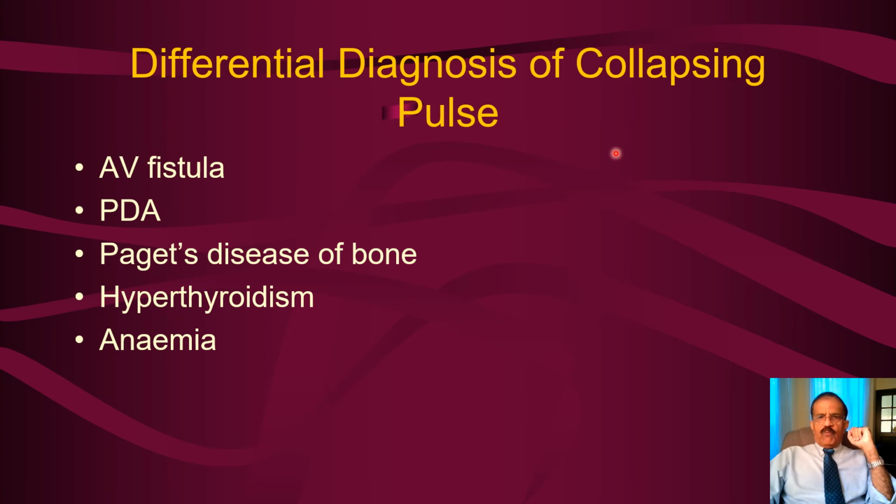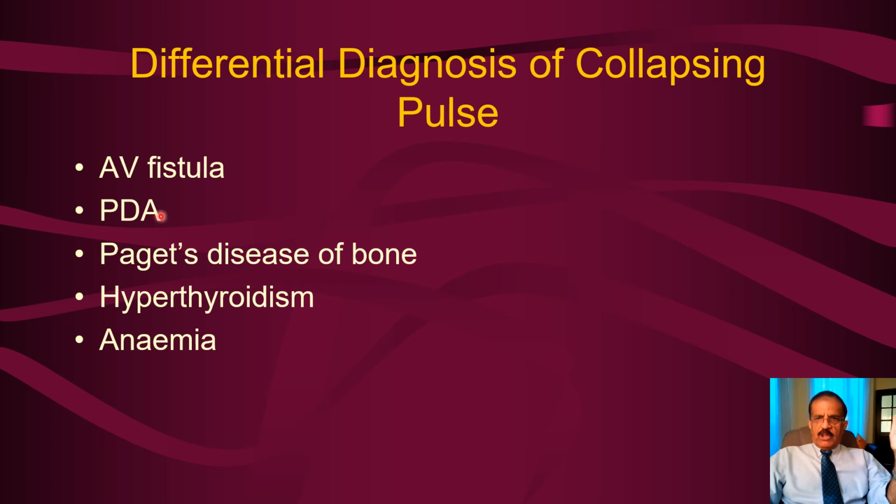Differential diagnosis of collapsing pulse: you could see it in arteriovenous fistula, which could be naturally existing, surgically created for patients who undergo dialysis, or an effect of some trauma. If there is an arteriovenous fistula, meaning that a main artery directly communicates with the vein, that may result in some hemodynamic changes which would cause collapsing pulse.